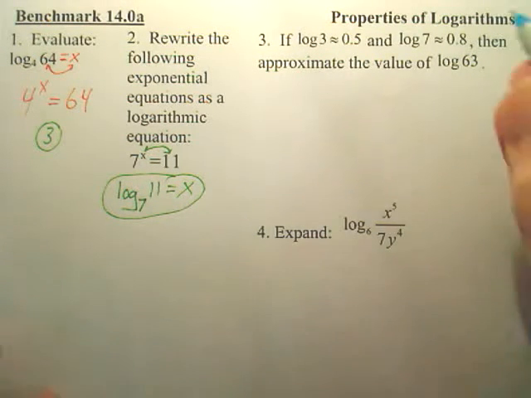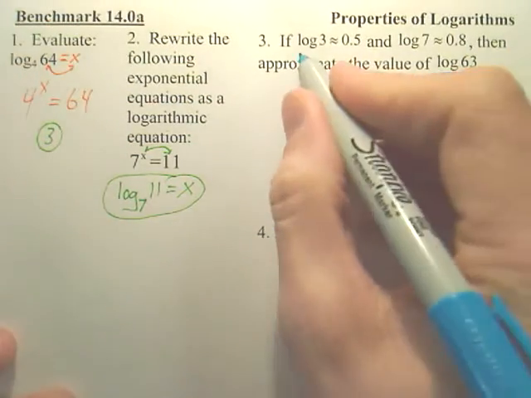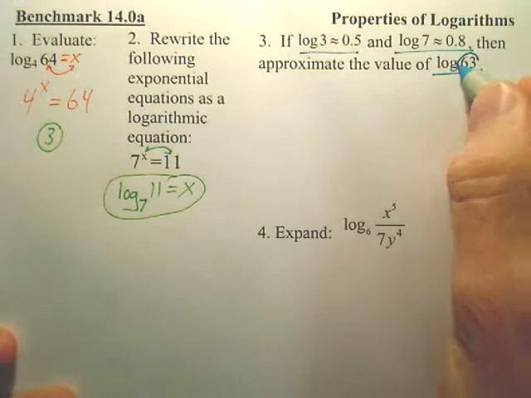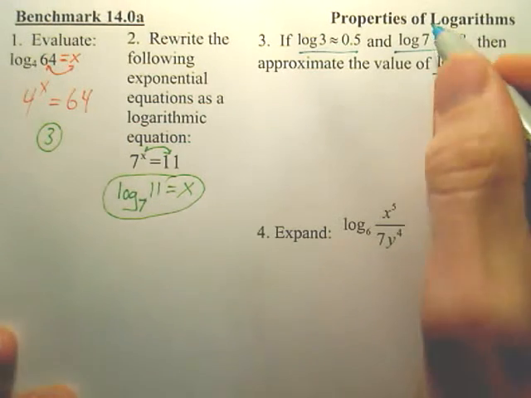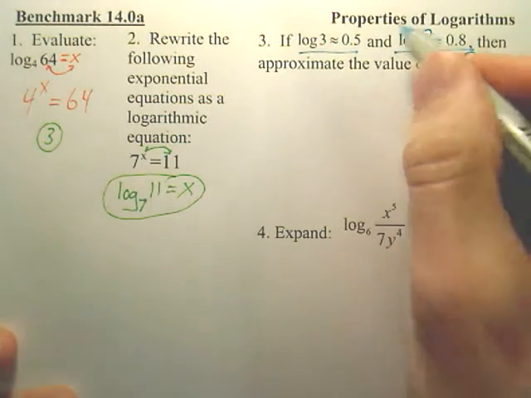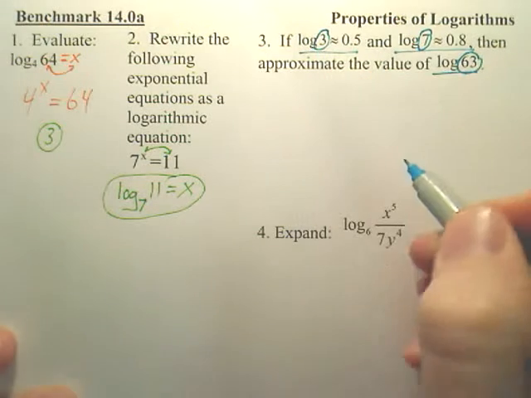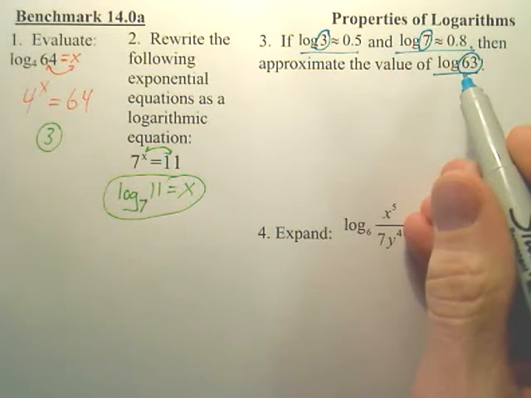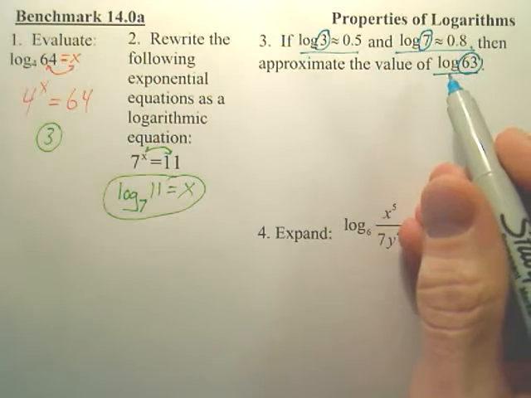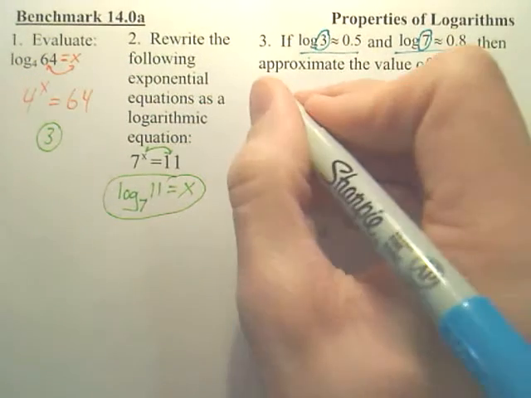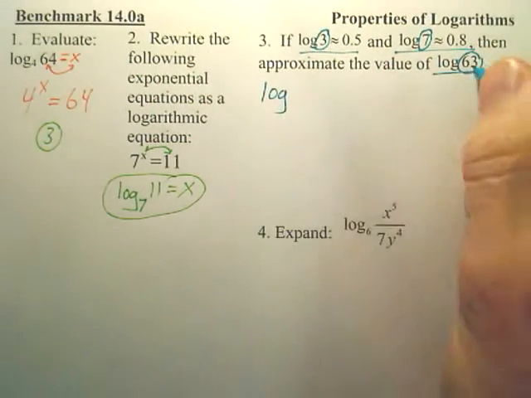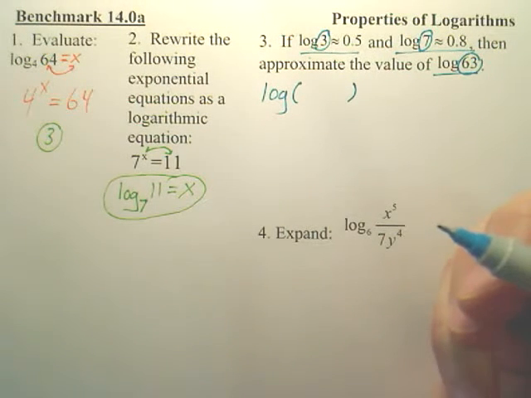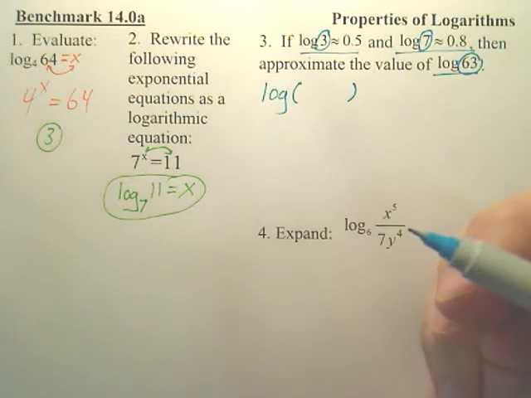Number 3, I want to find this using these two values. So somehow, with 63 here, I have to make 63 using 7s and 3s, by multiplying them in some fashion. So instead of log 63, I'm going to break it down into a couple numbers multiplied using 3s and 7s. What would it be?